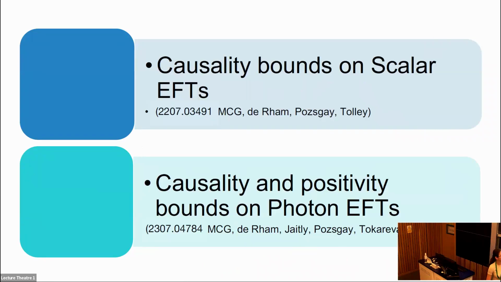But today we're not going to talk about gravity, because the program that I'm going to show you is some application of these methods, but to bound higher order coefficients of EFTs, which tends to be complicated. And this is going to be on scalar effective field theories, so work that I did with Claudio Derram, Victor Pusquet, and Andrew Tolley, and on photon effective field theories, so same people plus Sumer Yagley and Anna Tokareva.